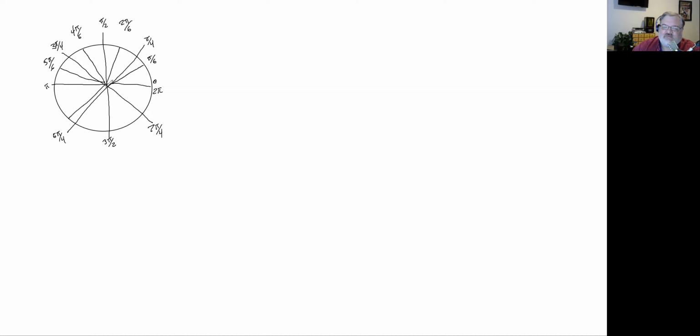Then we could count 7, 8, 9, 10 pi over 6 and label those the same way. 7 pi over 6, 8 pi over 6, which would reduce to 4 pi over 3. 9 pi over 6 would reduce to 3 pi over 2. 10 pi over 6 would reduce to 5 pi over 3. And 11 pi over 6 before reaching 12 pi over 6. And again, that 12 pi over 6 is going to reduce back to that 2 pi. So we usually just stick with the 2 pi.